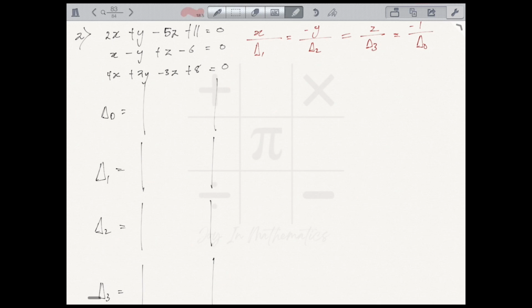So for the coefficient term, that's 1. Cover this side, and then we are left with this. So that means we are left with 2, 1, minus 5, 1, minus 1, 1, and 4, 2, minus 3. And the determinant here is simply minus 21.